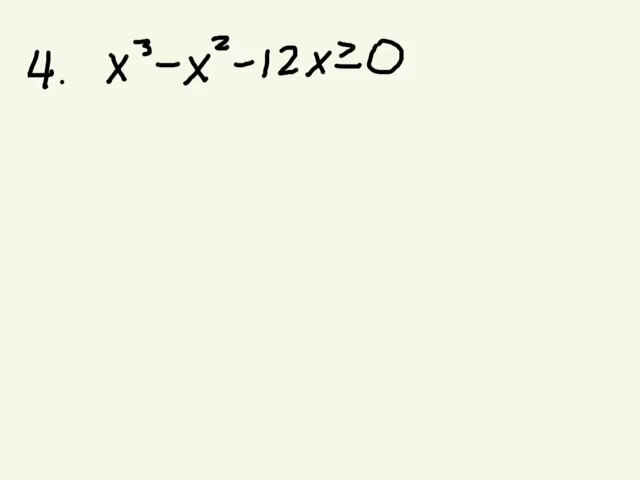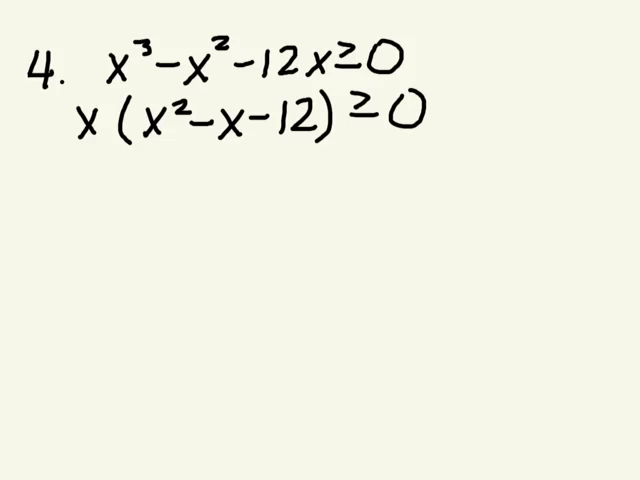This is number 4 from the practice test for Unit 1, Polynomials and Rational Functions. This is a polynomial inequality. So the first thing you want to do is factor so that you can solve. You can see that we have x's in common, so we can factor out an x. And that leaves us with x squared minus x minus 12 is greater than or equal to 0.